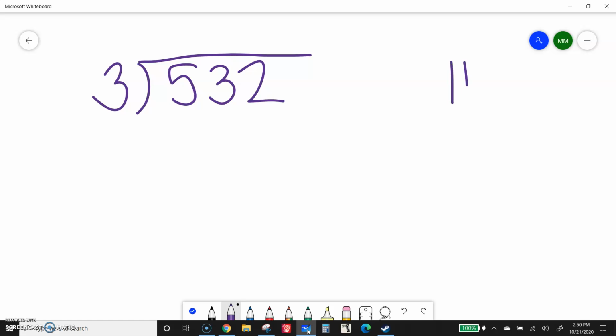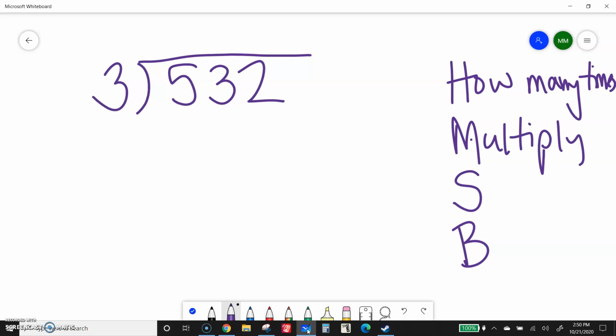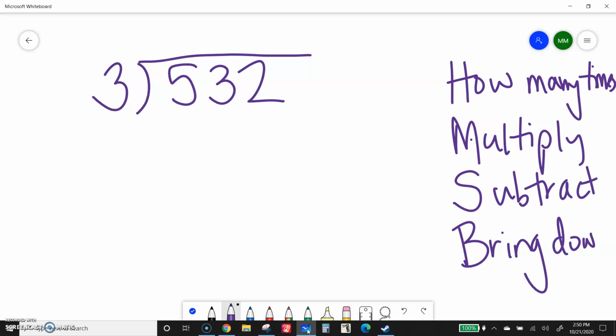So, again, our first step is asking ourselves how many times. It's really HM, how McDonald's sells burgers. How many times? Multiply, subtract, and bring it down. Sometimes you'll see that first step called divide. I think it makes more sense to ask ourselves how many times it goes in.